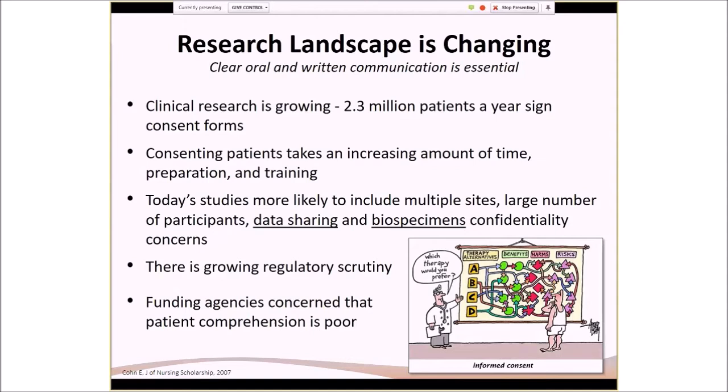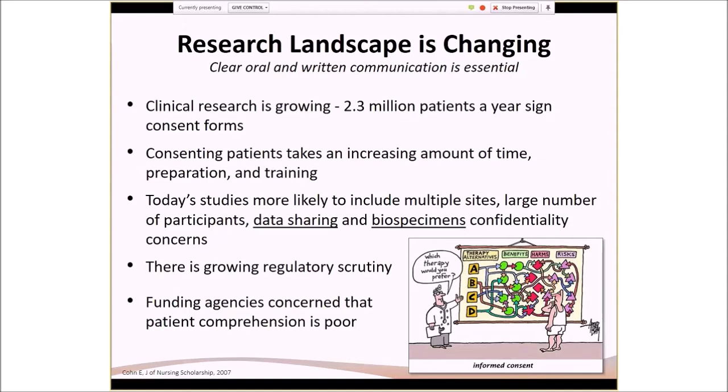Now let's talk about research a little bit. Clear oral and written communication is essential in research, and research is changing, and it is a slow process. We need to slow down and truly have discussions with people to make sure they're truly informed, and if they're informed, they may decide they don't want to be in the research project, and that's fine. It's completely voluntary. And today there's more data sharing. A lot of studies want to use biospecimens. Where are they going to end up?